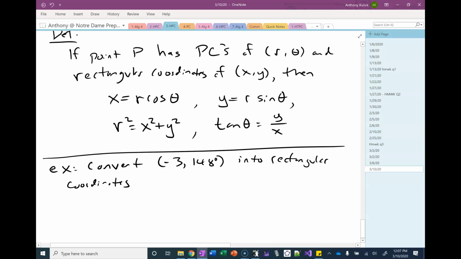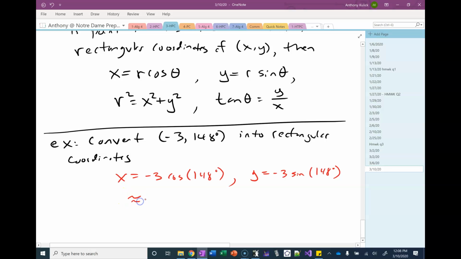Okay. So, of these four equations, which are the two that are going to be the most useful to me? We have four equations that I can use to do my converting. Which two are going to be useful to me? The x equals and the y equals equations, because I want to create an ordered pair of x, y's, right? So x is going to equal -3 cosine of 148. And then y is going to equal -3 sine 148.